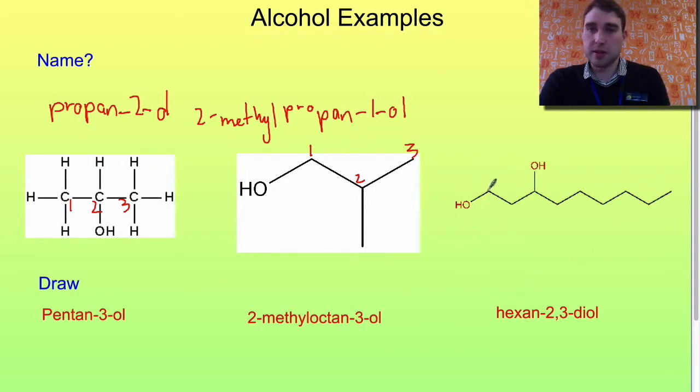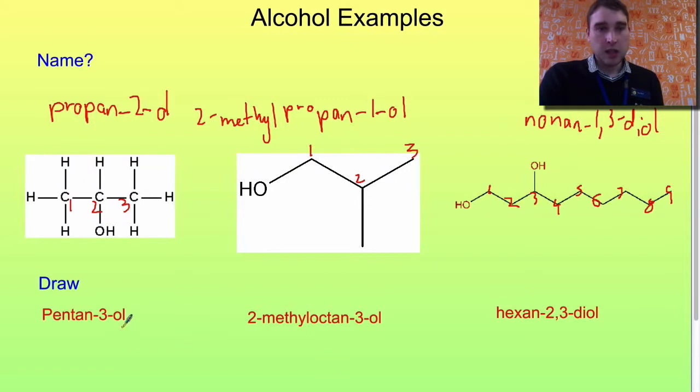Last one down here, let's have a look. How many carbons in the chain? So 1, 2, 3, 4, 5, 6, 7, 8, 9. I'm going to name this one over here, so we have non somewhere. Our hydroxyl groups are on carbon 1 and carbon 3. So non and 1,3, we've got 2 hydroxyl groups, so diol.